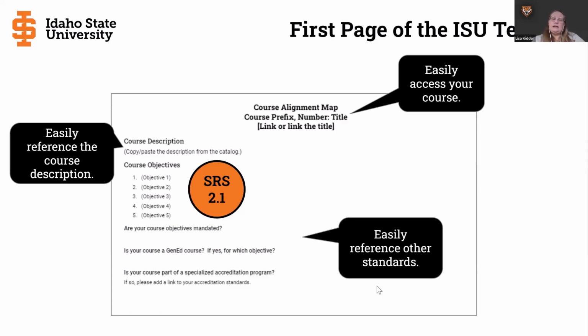We recommend you add a course description. This is just the description from the course catalog to help you know what it says in the catalog. If your course is part of a specialized accreditation or contributes to the ISU general education standards, or for any other reason that you have some specific guidelines for your course level objectives, we recommend making those notes here on that first page and putting links as appropriate.